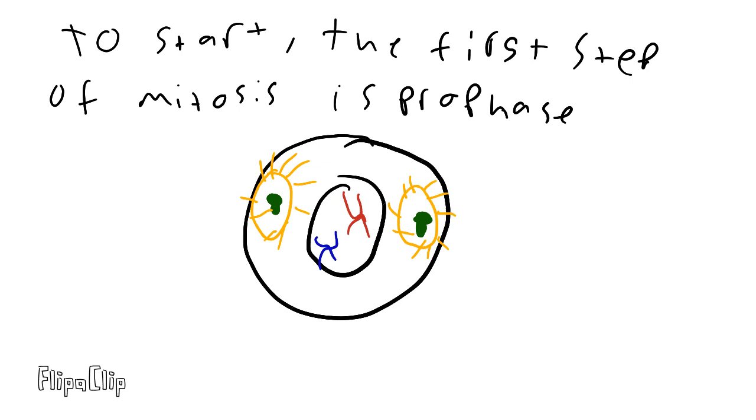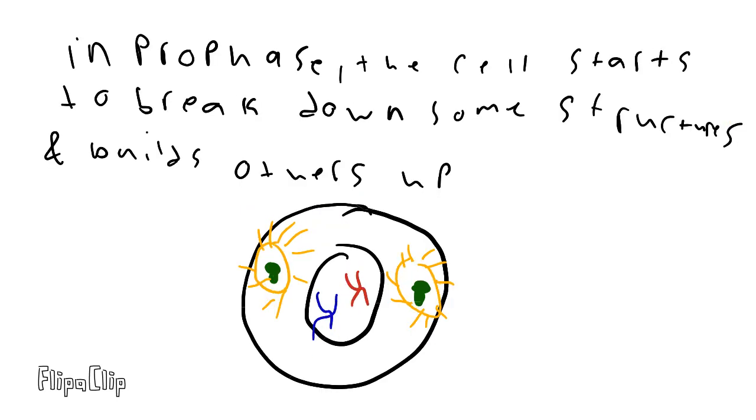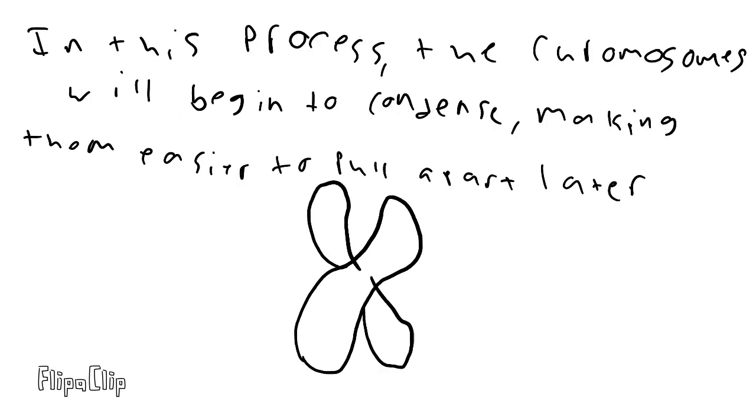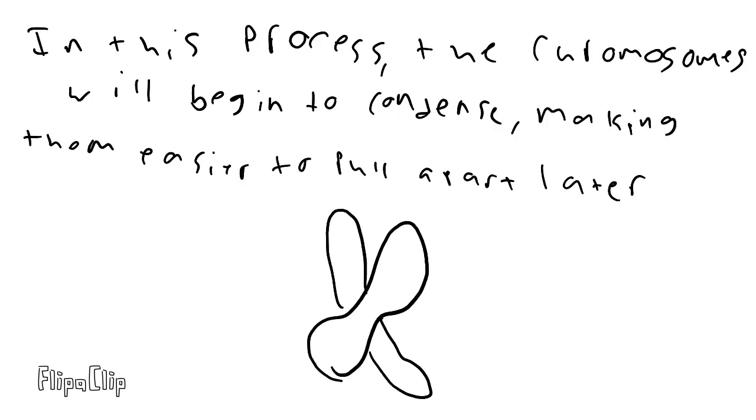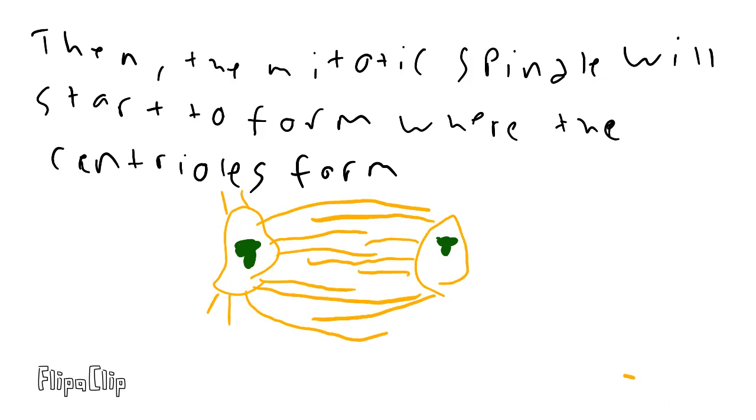To start, the first step of mitosis is prophase. In prophase, the cell starts to break down some structures and build others up. This will set the stage for dividing chromosomes. In this process, the chromosomes will begin to condense, making them easier to pull apart later. The mitotic spindle will start to form from where the centrioles are.